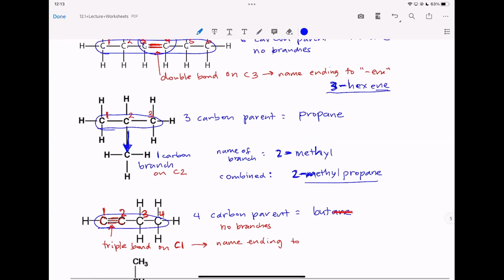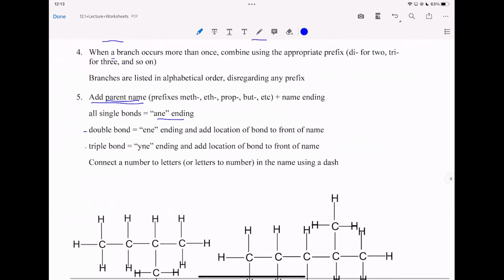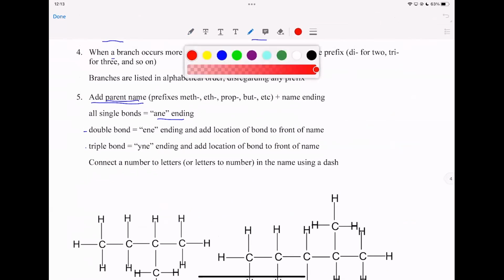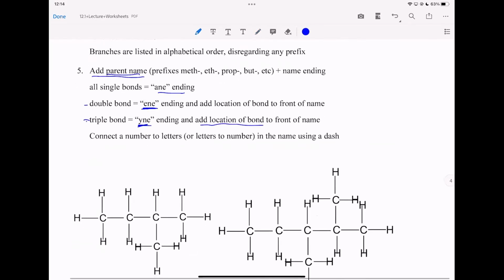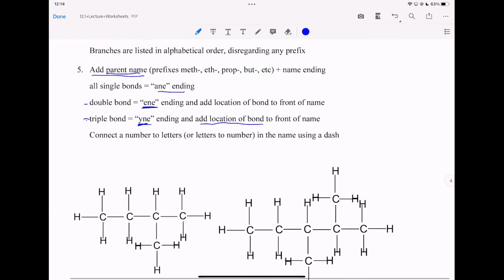So let me pull this back. When you have a double bond, the name ending is ENE. When you have a triple bond, the name ending becomes YNE, and you also have to add the location of that bond to the front of the name. Okay, so let's remember that the name ending for the triple bond is YNE.